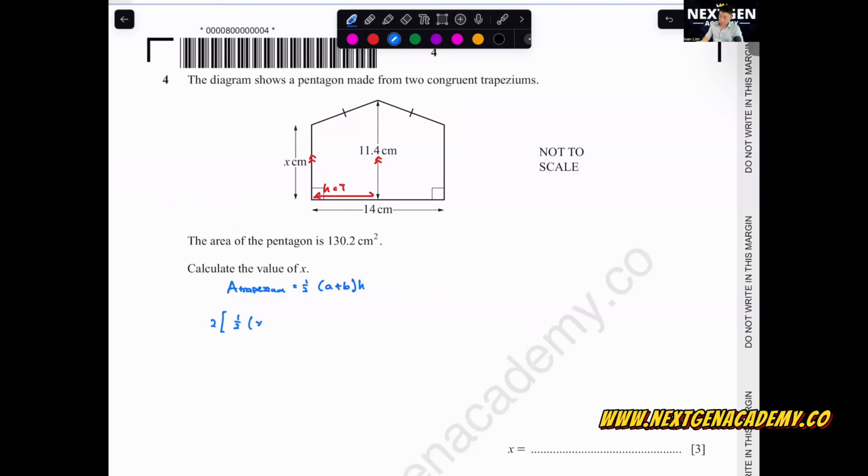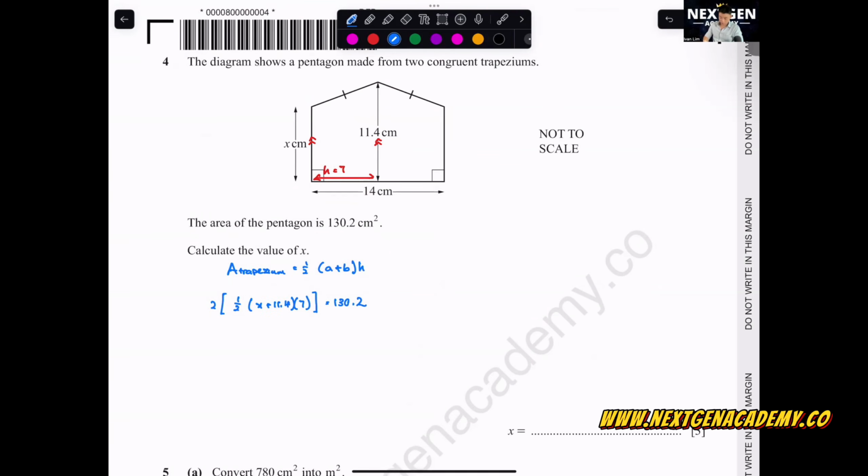Okay, can we solve this? Okay, the 2 and the half will cancel off. So here will be 7 times (x plus 11.4) equals 130.2. Maybe we can divide. Okay, I'll divide. 130.2 divided by 7 will be 18.6. So x plus 11.4 equals 18.6. x is 18.6 minus 11.4, which gives 7.2.